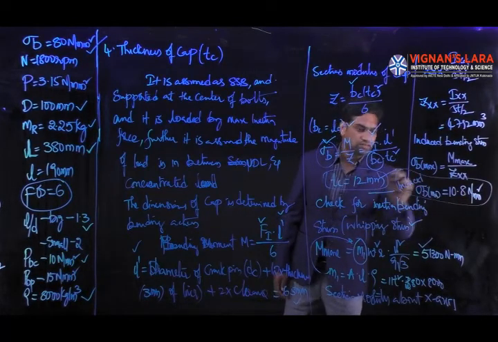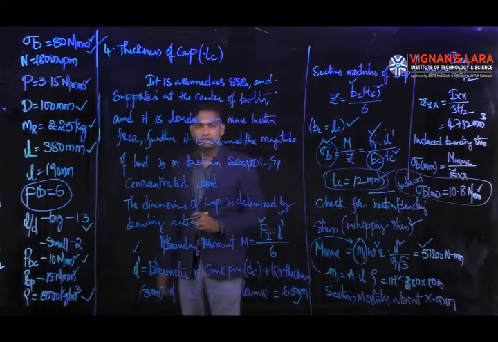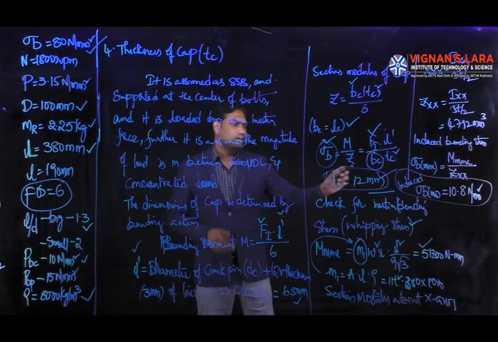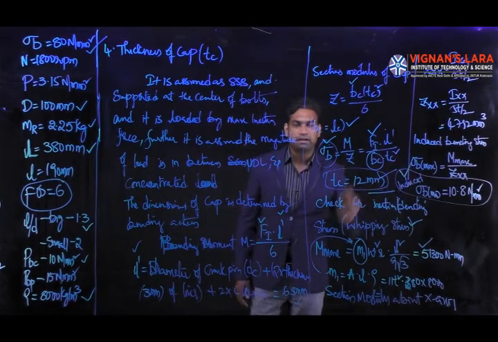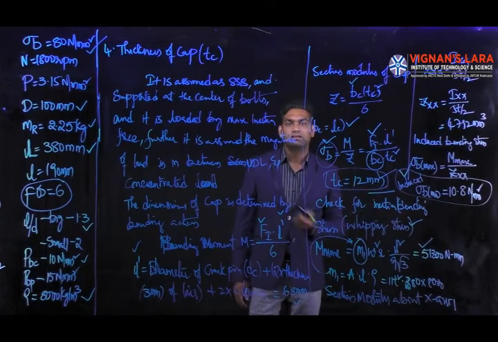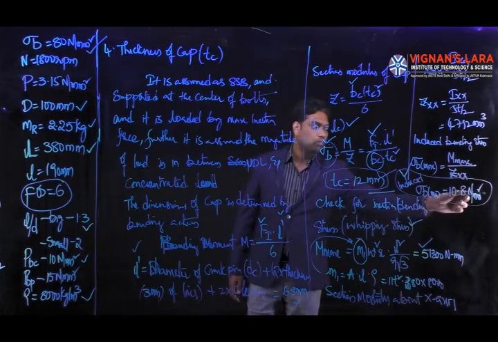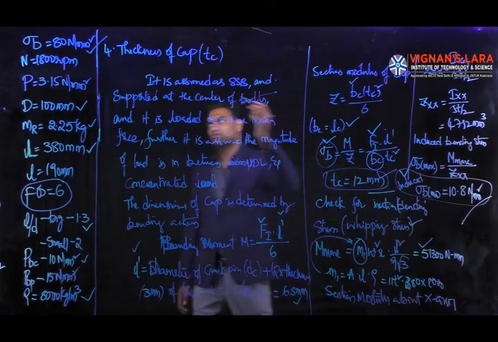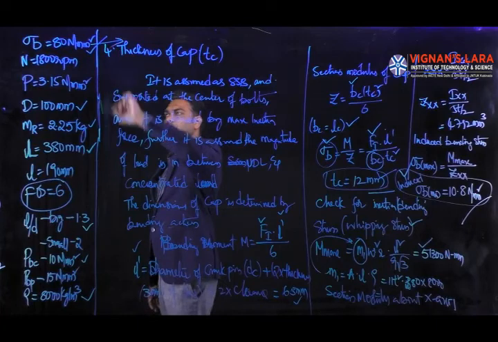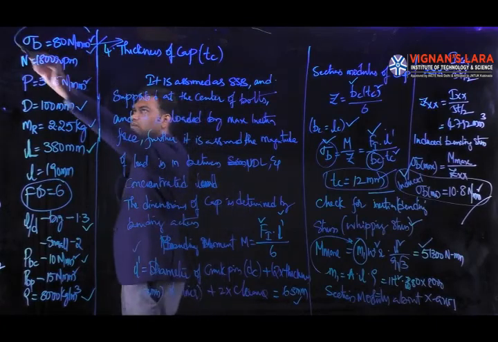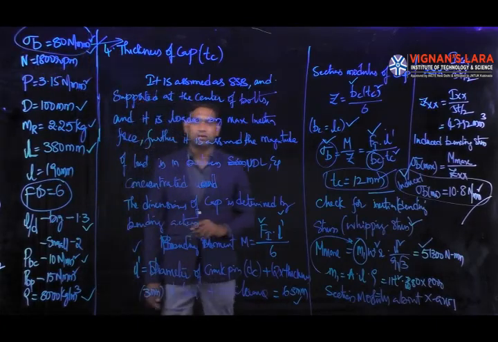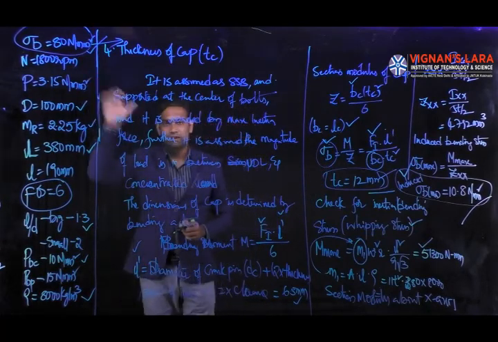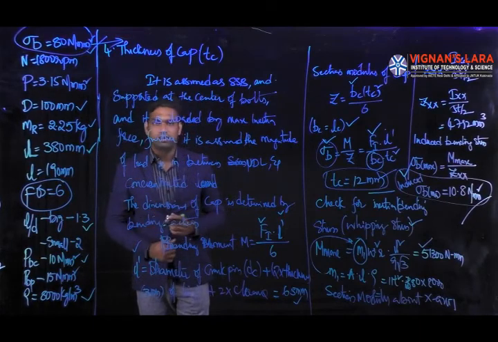For whatever design you are providing, if the design is safe, the calculated induced bending stress should be less than the given permissible value. Here 10.8 newton per mm square is the calculated induced stress. This is to be compared with the given allowable permissible bending stress, that is 18 newton per mm square. Here our induced bending stress is less than the given permissible value, so whatever design you have done is going to be safe.